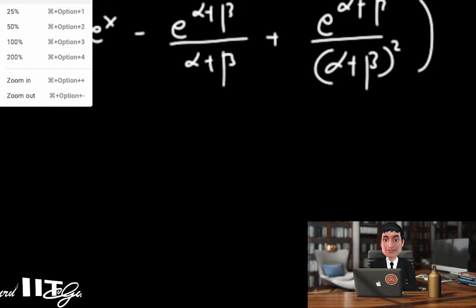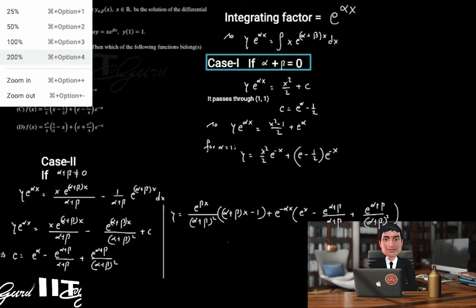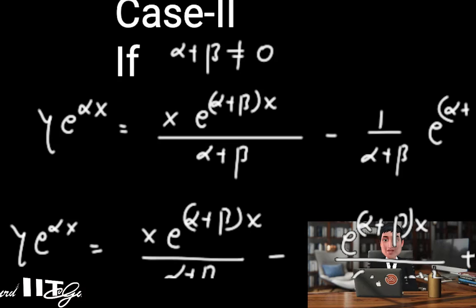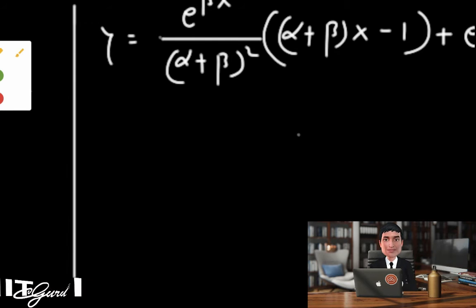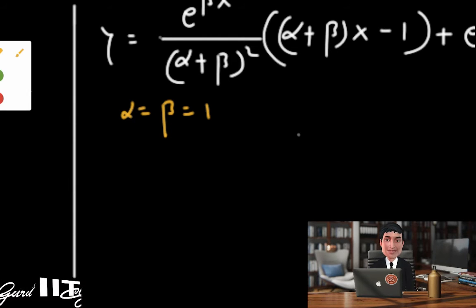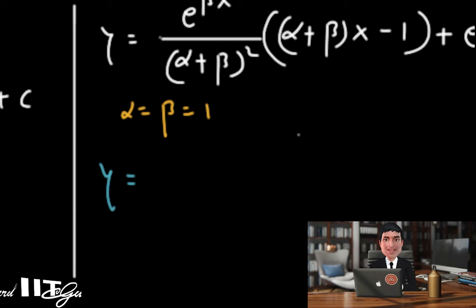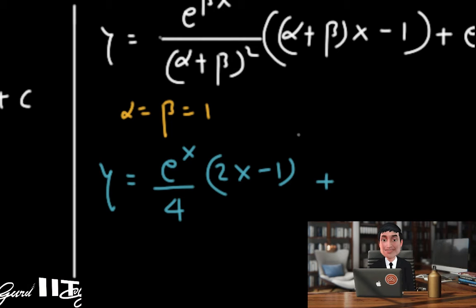Let's see over here, this one y. And now if we substitute here alpha and beta as 1, alpha equal to beta equal to 1, then we will get this result here. So in this situation, if we put alpha equal to beta equal to 1 and substitute this value, we get y equal to e power x, as all of them, alpha and beta, are 1. So 1 plus 1, 2 whole square, 4, and that is 2x minus 1, correct? So plus e power minus x, okay.